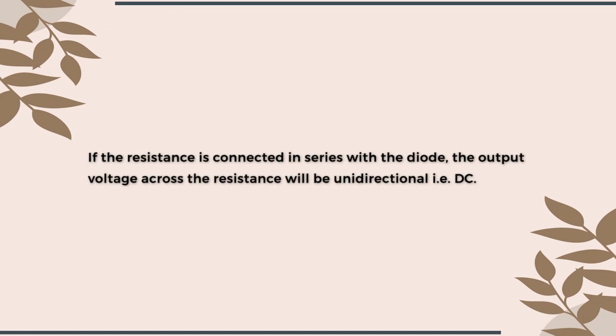If a resistance is connected in series with the diode, the output voltage across the resistance will be unidirectional, that is DC. Here the word unidirectional means the output will be in any one of the phases. It will not be on both sides of the axis. That is why it is called unidirectional.